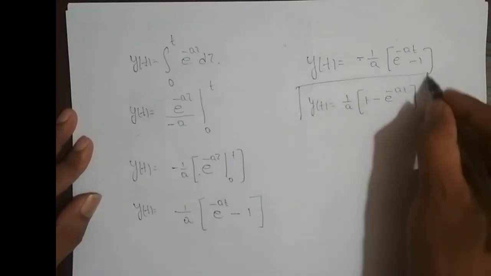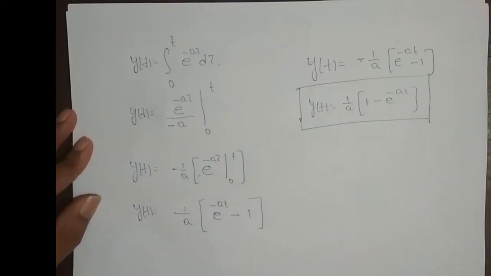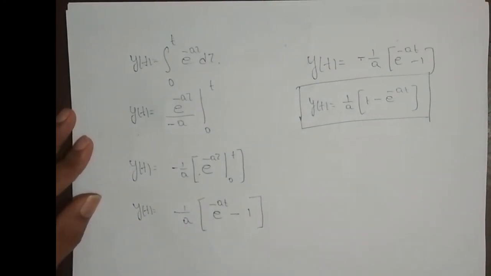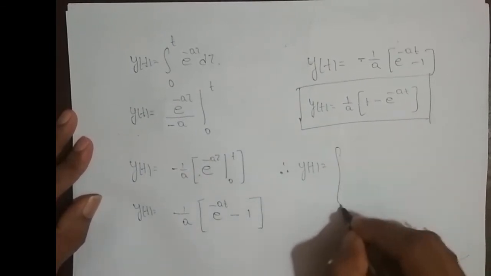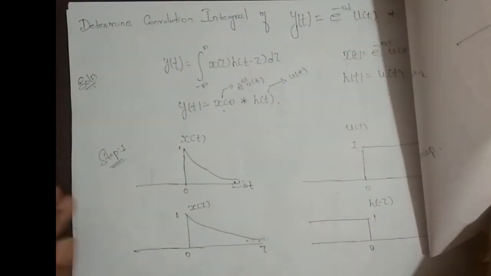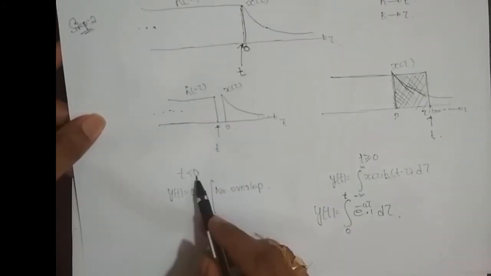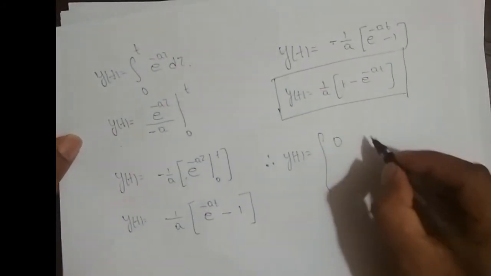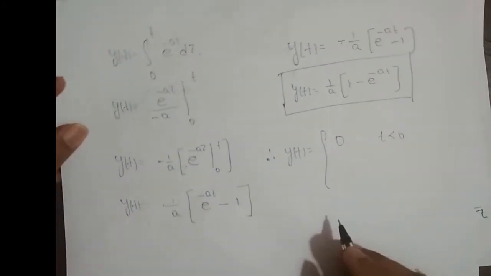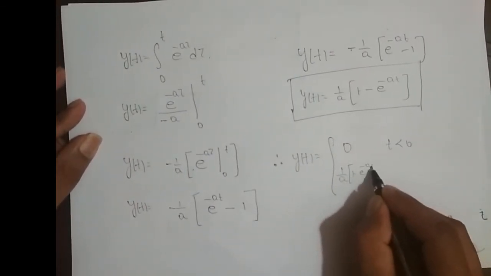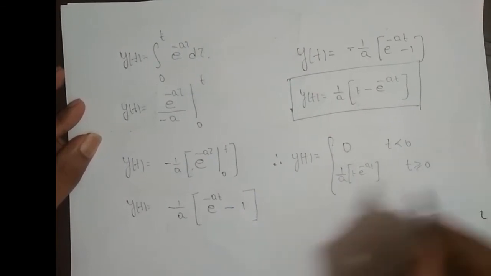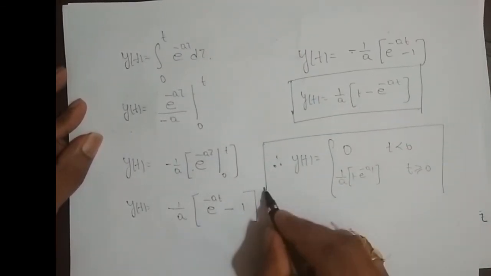So this is the output from the LTI system for t greater than or equal to 0. So we have to combine it. Therefore y of t is equal to 0 for t less than 0, and equal to 1 by a times 1 minus e power minus a t for t greater than or equal to 0. The whole system output is this.